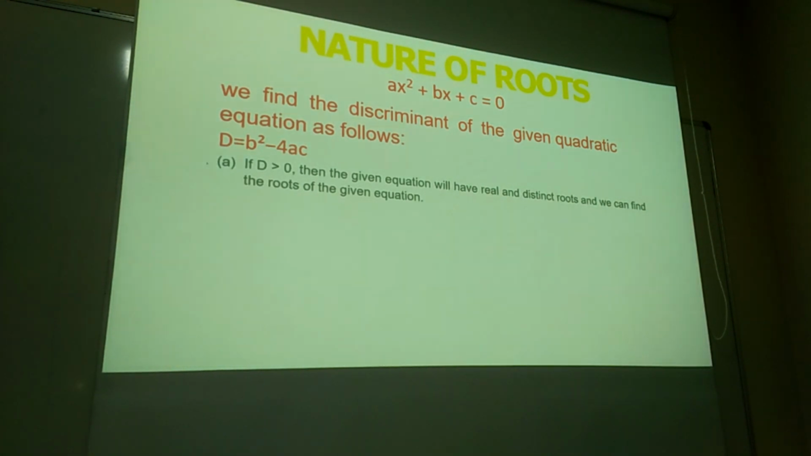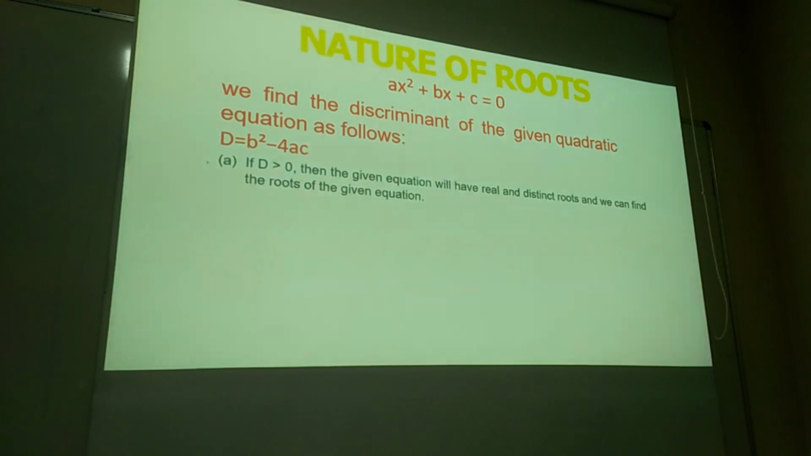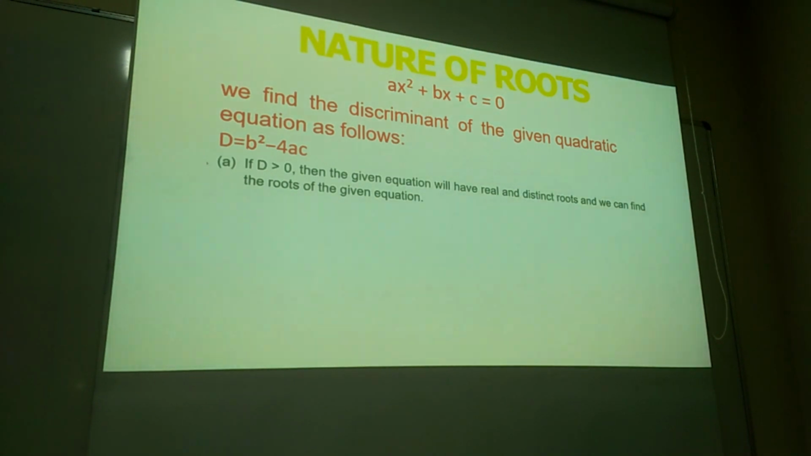Now we will take the cases. What are the 3 cases? We have 3 cases over here: if D is greater than 0, if D is equal to 0, and if D is less than 0. When you calculate this b square minus 4ac, what are the expected results you will be getting in each condition?